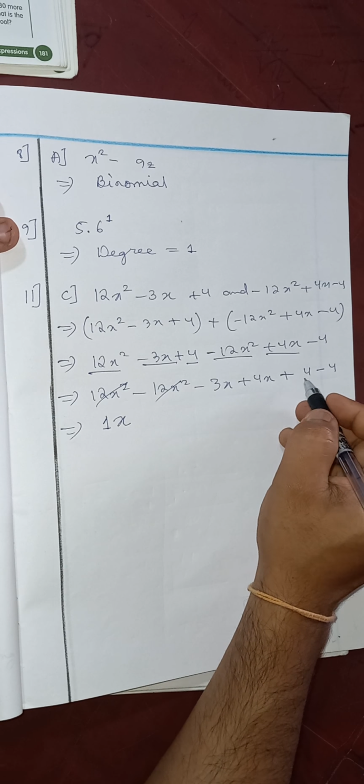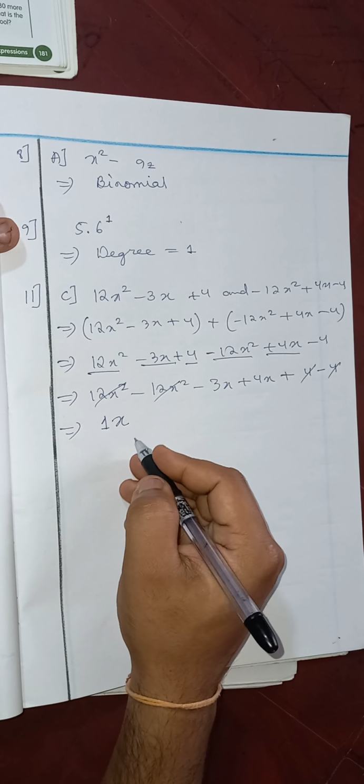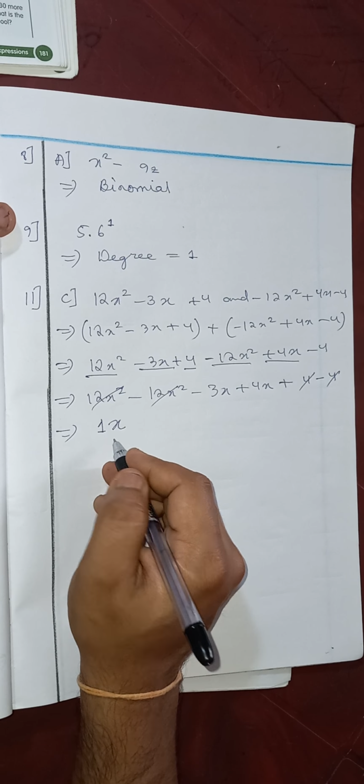So in the same way, if you look here, 4 minus 4 is going to get cancelled, so nothing is left. So our answer is 1x over there.